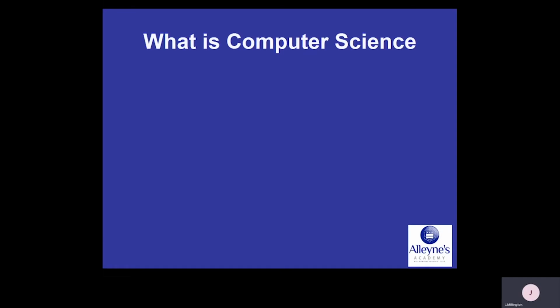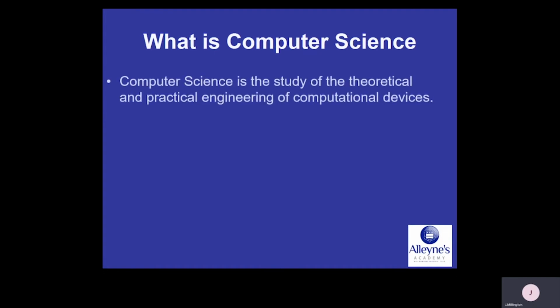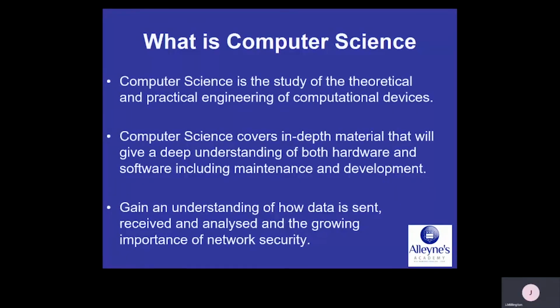So first off, what is computer science? Chances are most of you looking at this PowerPoint already have a good idea of that. However, for those of you that might be new, let's quickly go through it. Computer science is the study of the theoretical and practical engineering of computational devices. Within that, we look at all of the hardware, whether it be the hardware of the computer itself or the network hardware and so on. And so, yes, we do cover in-depth material that will give a deep understanding of both the hardware and software.